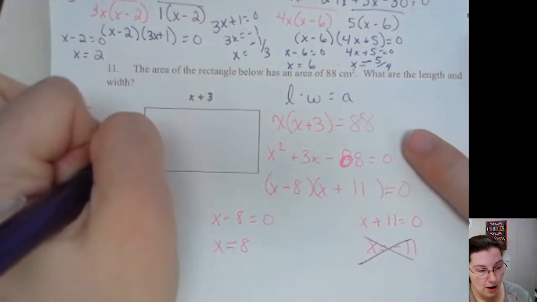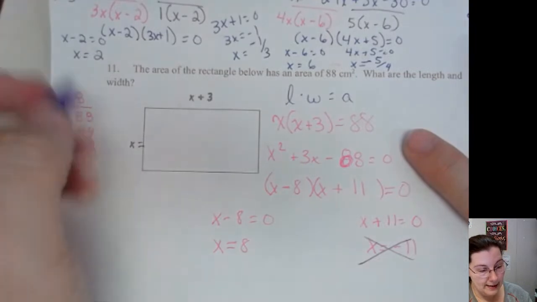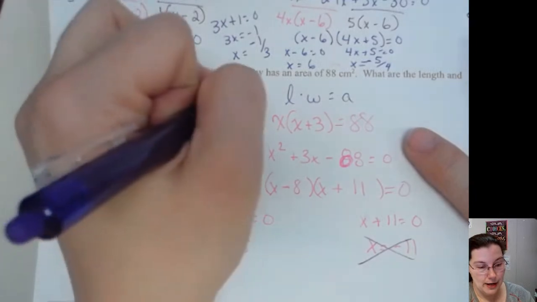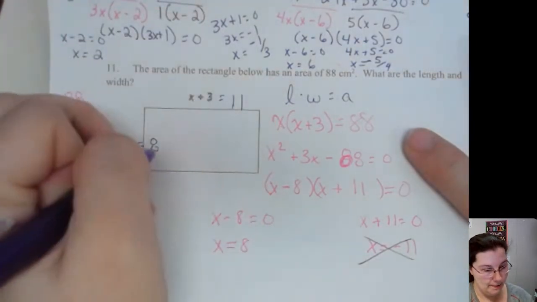So with that, our length here is going to be equal to 8, and our width here is going to be 8 plus 3, which is going to give us 11 for our answers.